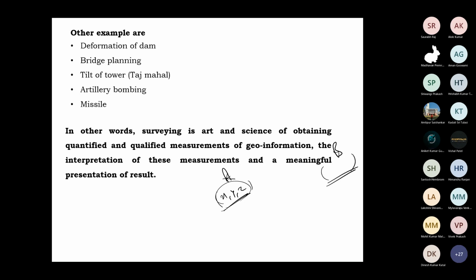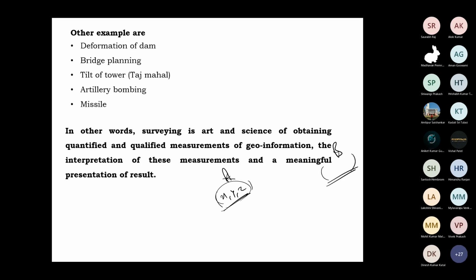Anyone can help me out? Quantified means data, like the distance and those things. Quantified means I want quantity. What is the distance? What is the direction? And what does qualified mean? Precise. Yeah, qualified means I want quality data. I don't want vague data. Otherwise, what will happen? You want to hit the target with the missile, it will go somewhere else.